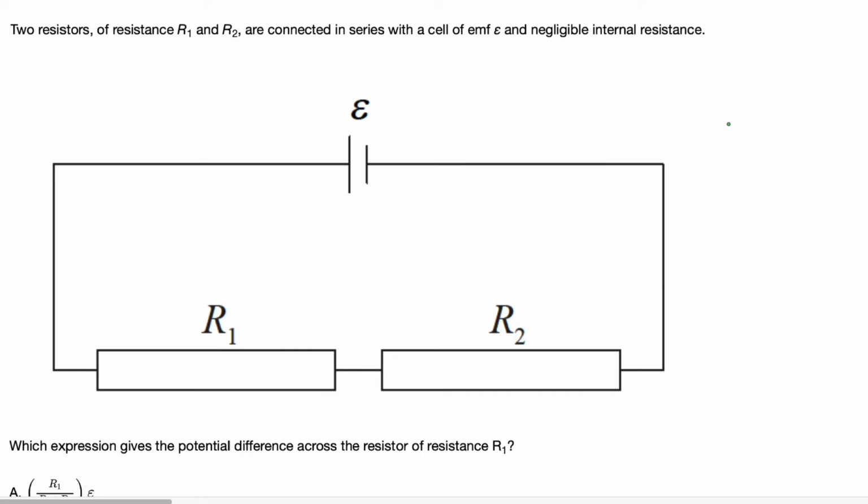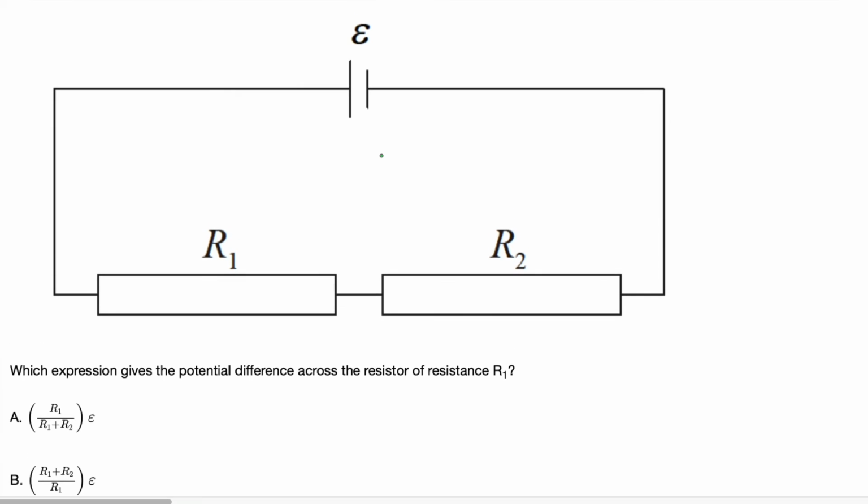Two resistors of resistance R1 and R2 are connected in series with a cell of electromotive force epsilon and negligible internal resistance. Which expression gives the potential difference across the resistor of resistance R1? So how do we solve this problem? We know that the potential difference across resistor R1 is just equal to current multiplied by resistance, right?